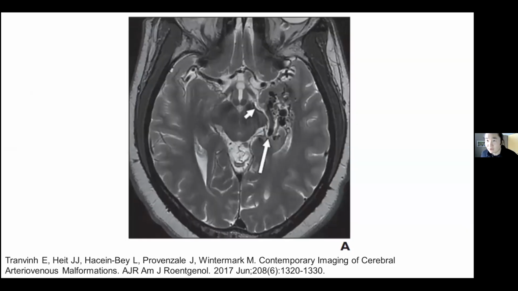And then the last example shows flow voids on MR being helpful to pick up these AVMs. So this is a 55-year-old man with an unruptured left medial temporal lobe AVM. This is the axial T2 sequence. And you can see these arrows pointing to these very prominent flow voids around and within the AVM nidus. And the short arrow is pointing to this enlarged left PCA segment that's kind of hugging the midbrain along the left cerebral peduncle. And the long arrow is pointing to what is probably a draining vein leaving the nidus, which is pretty neat.